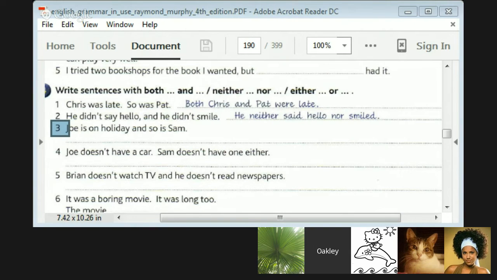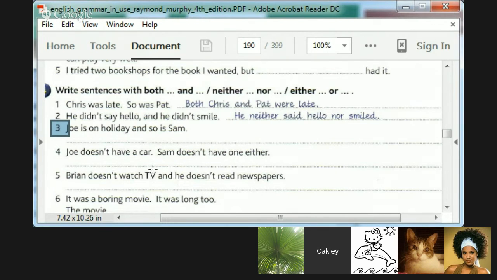Joe is on holiday, and so is Sam. Yes, Joe's on. Okay. All right. So which one would you use? Both and, neither nor, either or.